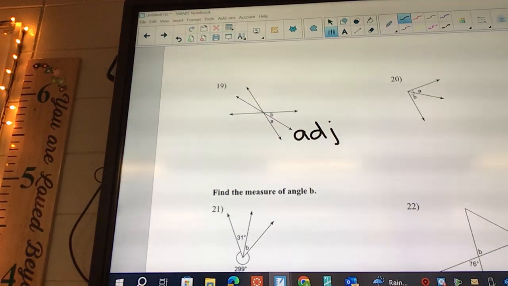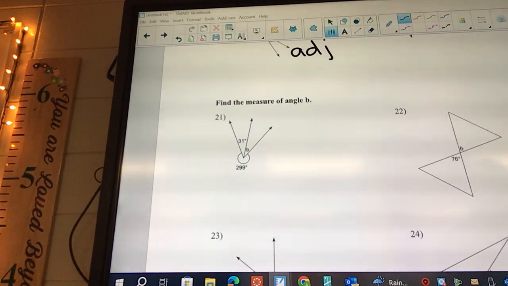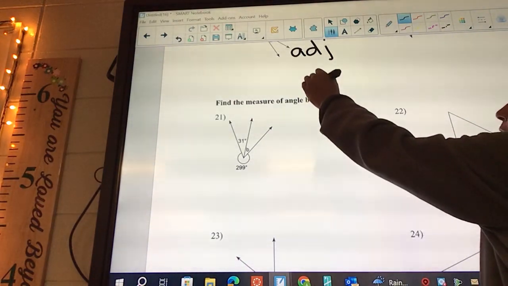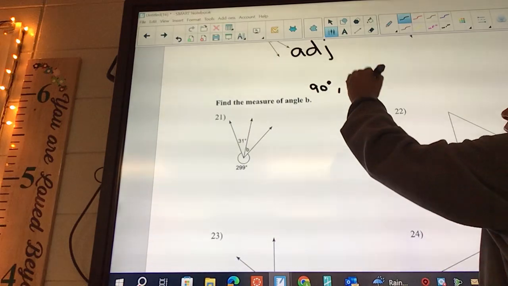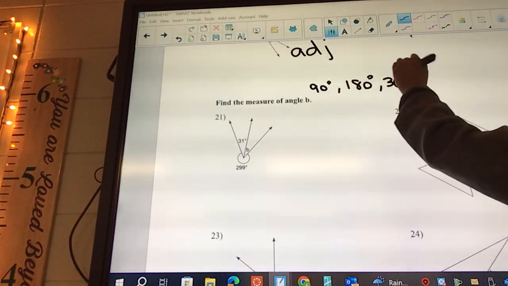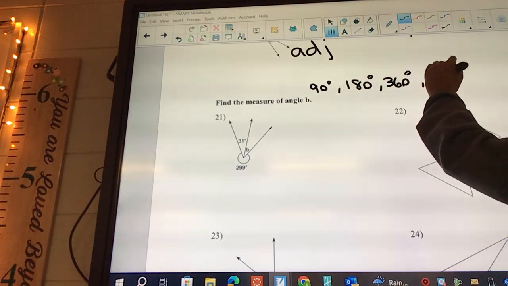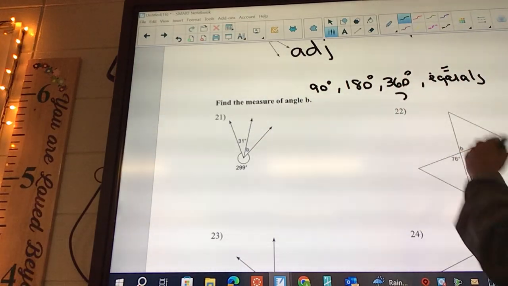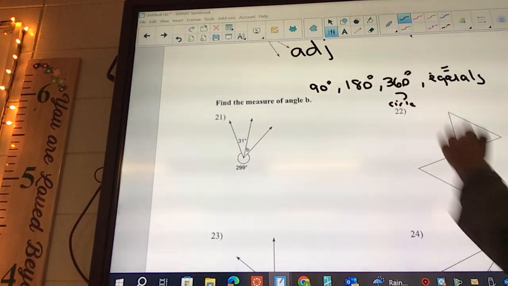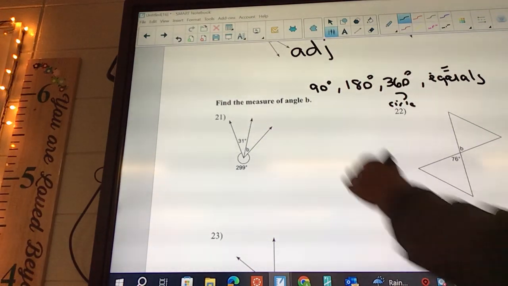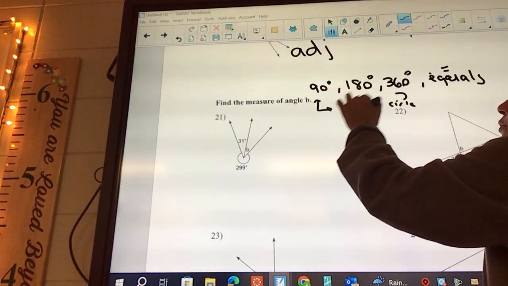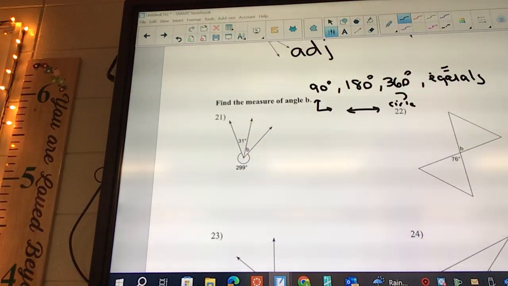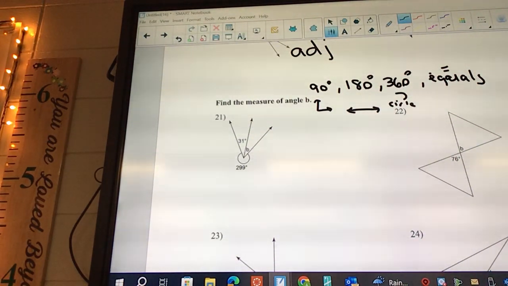Okay, find the angle measure B. So these ones, you really have four options to work with. So we can say 90 degrees, 180, 360, or equals. The 360 you'll notice is like a half circle or some sort of circle. But the other ones are going to look like they make a square or a straight line. So that's the difference between them, and those are going to be your only options. So if we look at this first one, is it going to be 90, 180, 360, or equals?